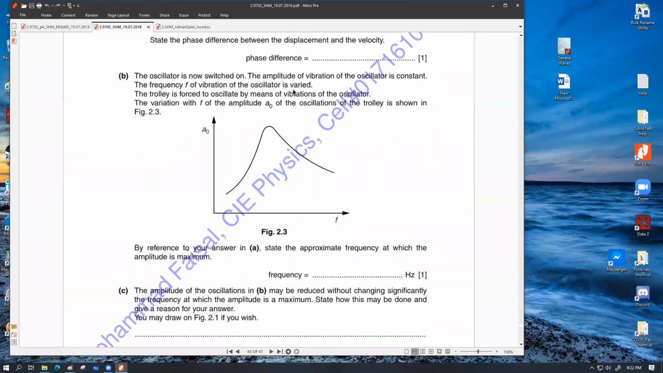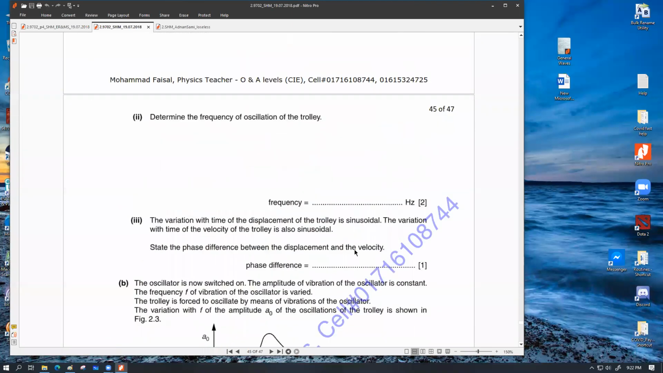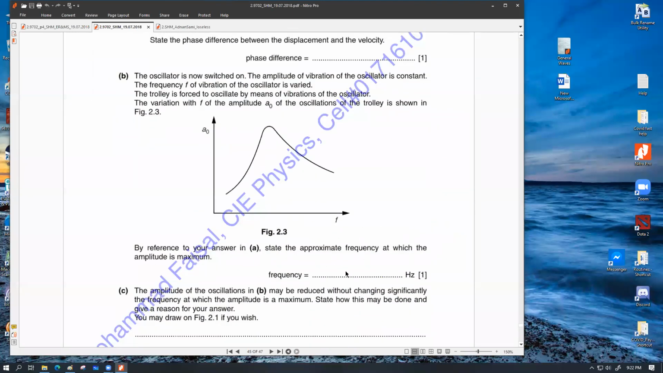Okay, we are maintaining the same amplitude, but we are increasing the frequency, varying the frequency. For example, the trolley is forced to oscillate by means of the vibration of the oscillator. The variation with f of the amplitude a naught of the oscillation of the trolley is shown in figure 2.3. This is supposed to happen because we know this from the idea of resonance. This is the basic amplitude versus frequency graph, resonance graph. By reference to the answer in A, state the approximate frequency at which the amplitude is maximum. This is the exact natural frequency of this value. So you're going to write this number.